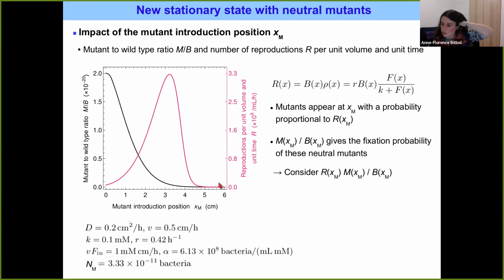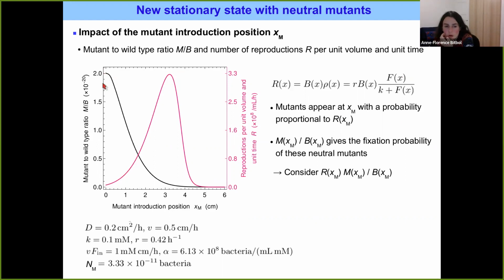And this is quite interesting because, in fact, if mutants appear upon division, for instance, due to a replication error, then you would have a probability of appearance of the mutant that would be proportional to this number R and to this pink curve. So mutants would be more likely to appear here, but on the other hand, they would take a larger proportion if they appear here.